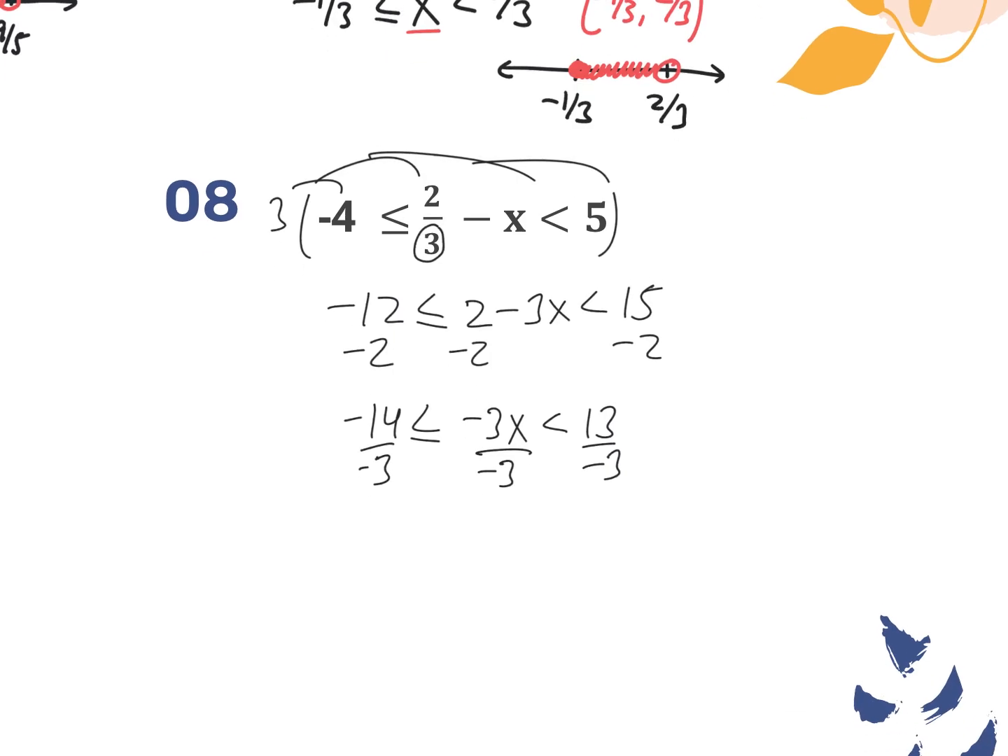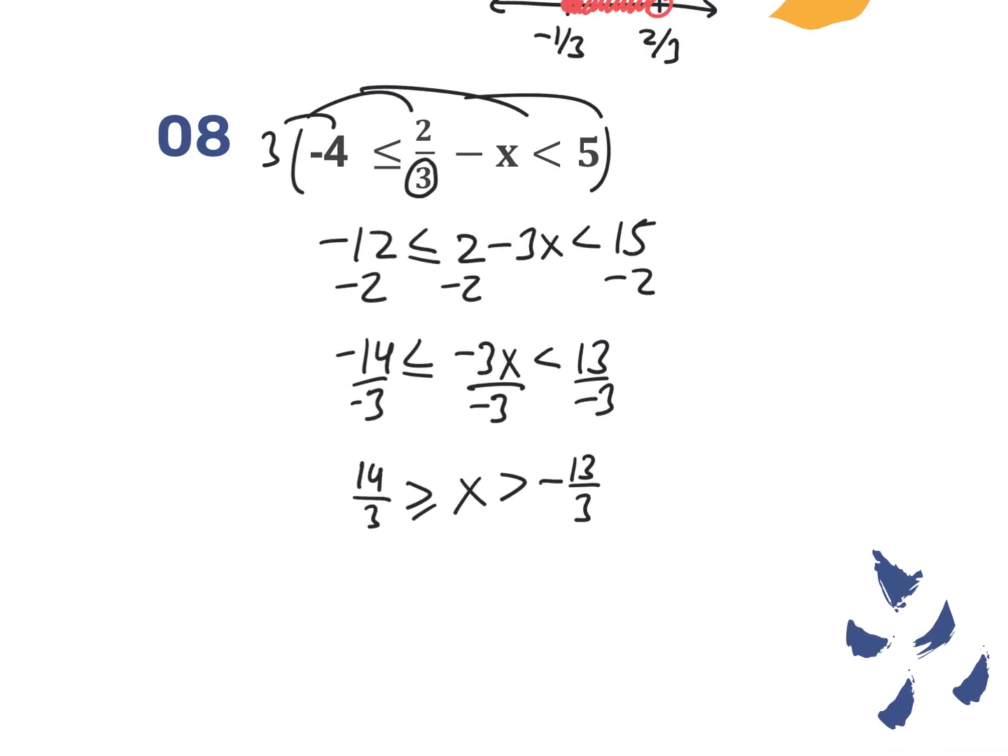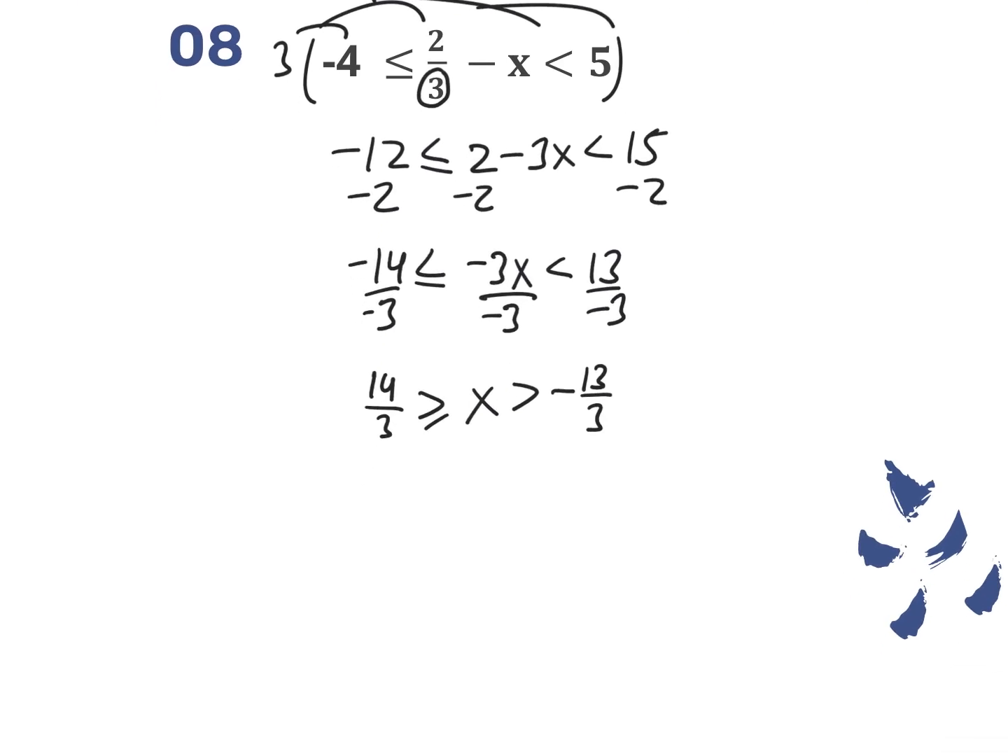And then negative 14 over negative 3 is going to become a positive 14 over 3. All right, and then keep in mind, when you're dividing by a negative, all of these inequality signs flip. So this is going to become 14 over 3 is greater than or equal to x is greater than 13 over negative 3, which is negative 13 over 3, right? Neither of these simplify. All right, so this is a valid statement. We typically go from smallest to biggest though. So I can just rewrite this as negative 13 over 3 is less than x is less than or equal to 14 over 3. Right?